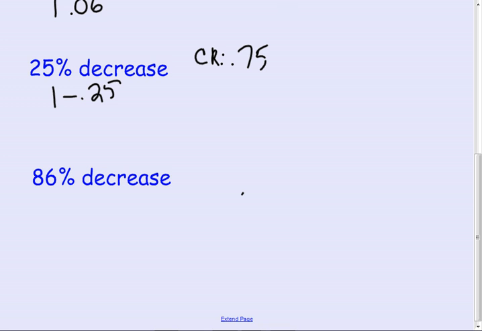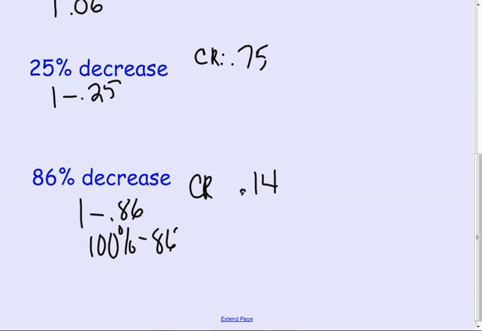14. No. Sorry. My brain's not working. So it's 14%. How'd you get that? You took 1 minus 0.86. That gives you 0.14. You just do 100 minus 86. Yes, you can do this as percents, and you have to change it back to a decimal. Same thing.